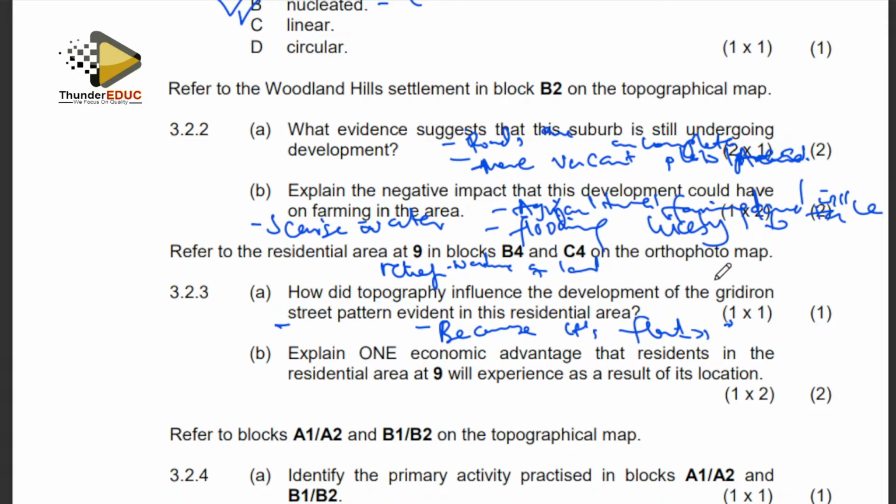So you see that the questions are coming back in the same way, the same question, but in a different way. So please understand, gradient, the area must be flat. Okay.